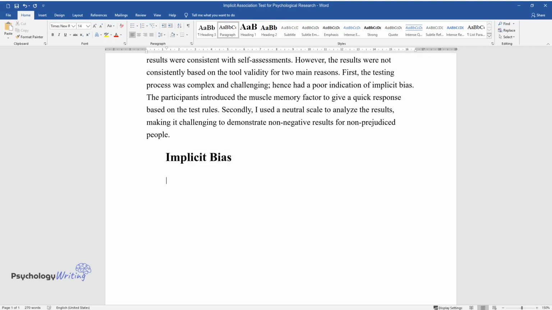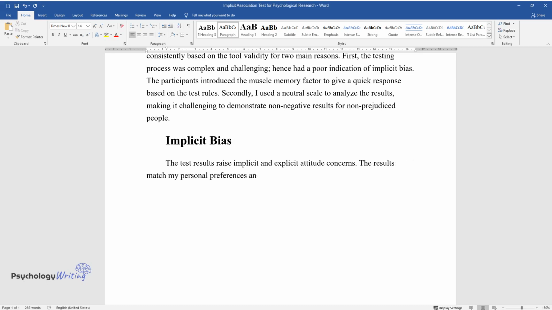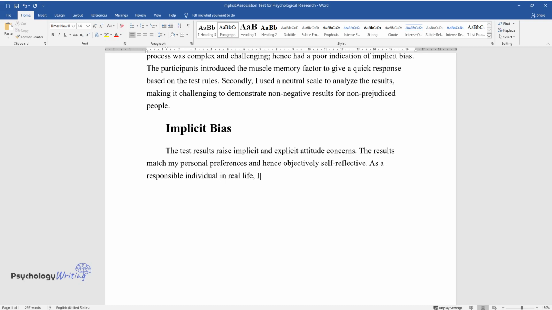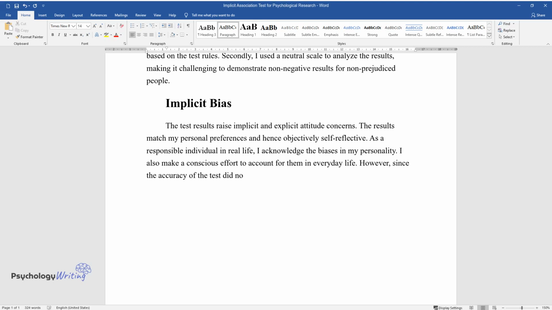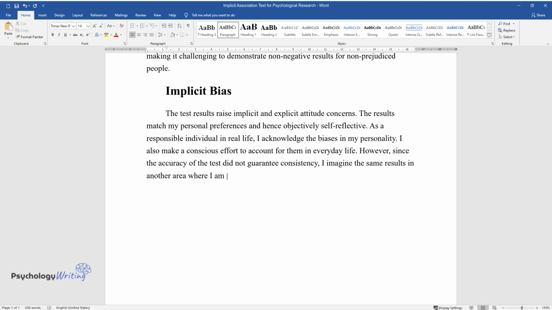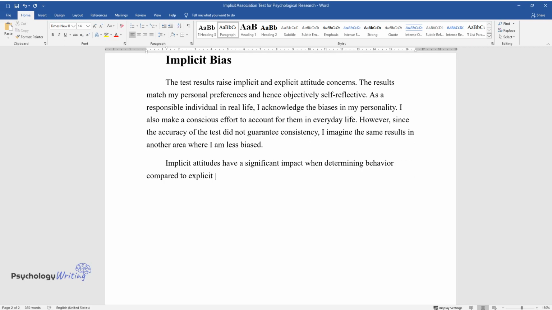Implicit bias. The test results raise implicit and explicit attitude concerns. The results match my personal preferences and hence are objectively self-reflective. As a responsible individual in real life, I acknowledge the biases in my personality. I also make a conscious effort to account for them in everyday life. However, since the accuracy of the test did not guarantee consistency, I imagine the same results in another area where I am less biased. Implicit attitudes have a significant impact when determining behavior compared to explicit bias.